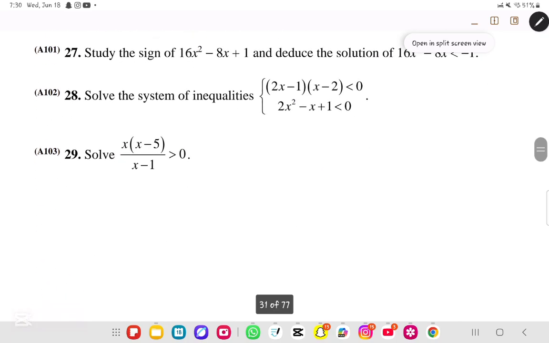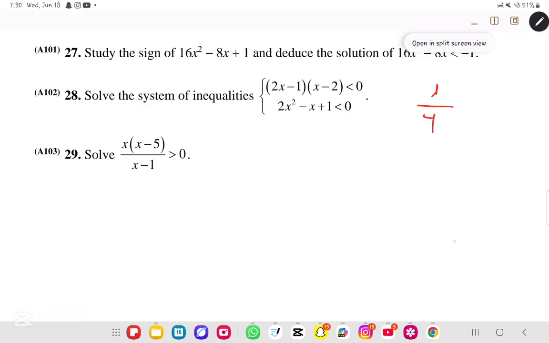We move on to question number 27. It says, study the sign of this and deduce the solution for this. So very simply, what you're going to do is you're going to find the roots again. So you should know how to find the roots by now. So in A it's 16, B it's minus 8, C it's 1. You will get only one root, which is 1 over 4.